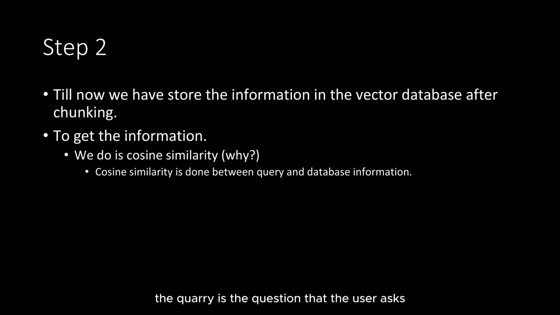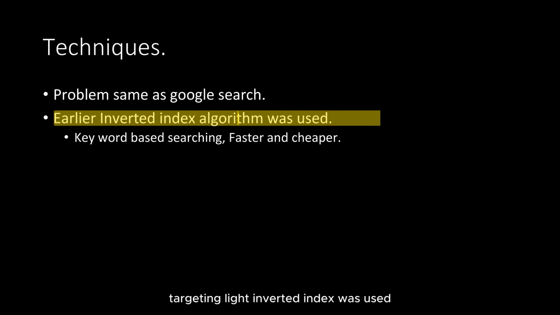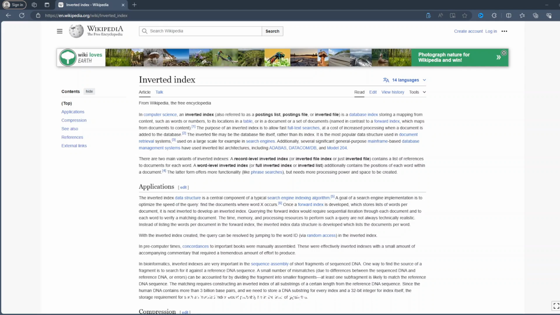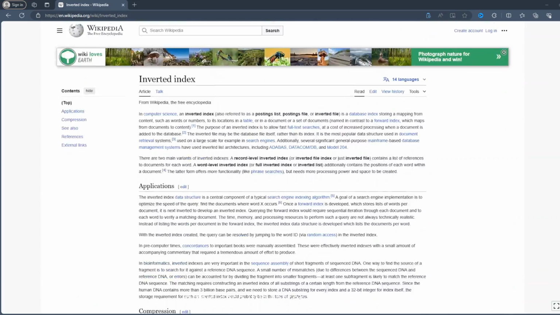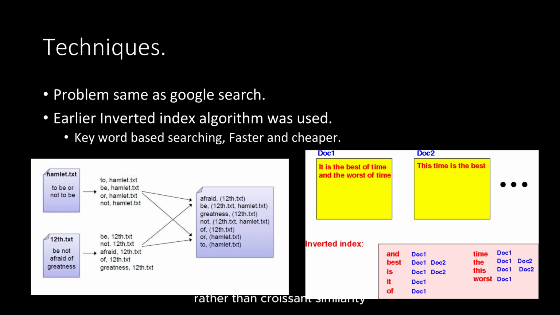The query is the question that the user asks, and database information is a place where we have stored our information from the chunking, or the PDF information or a website information that we have chunked and stored for later use. So this is the same problem as Google search. Earlier, an algorithm like inverted index was used, which is keyword based searching. In this case, it is faster and cheaper than cosine similarity.